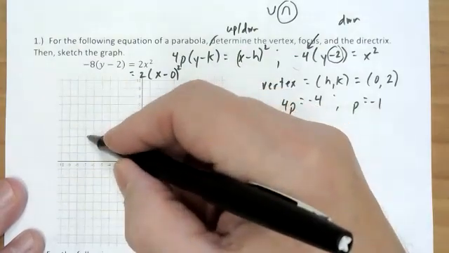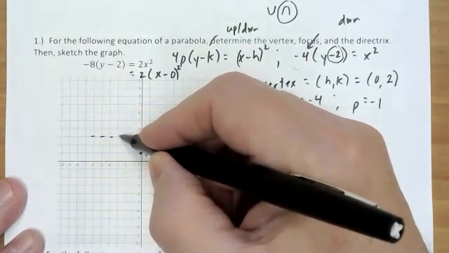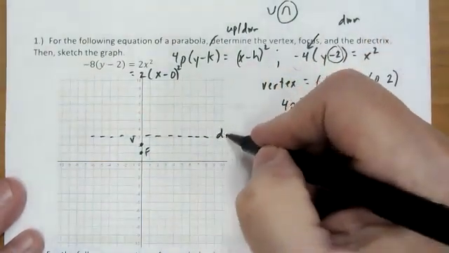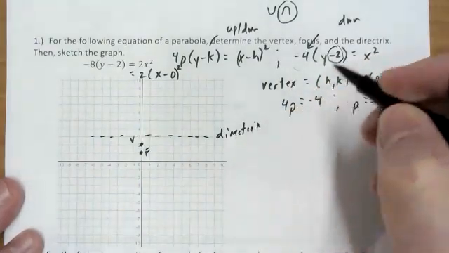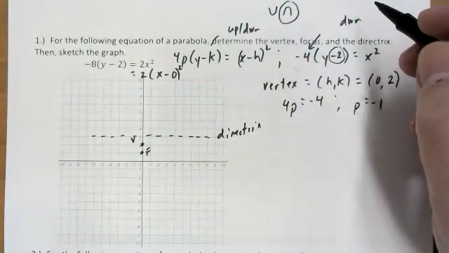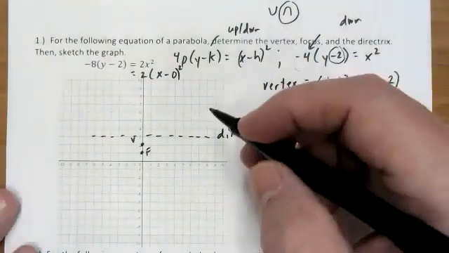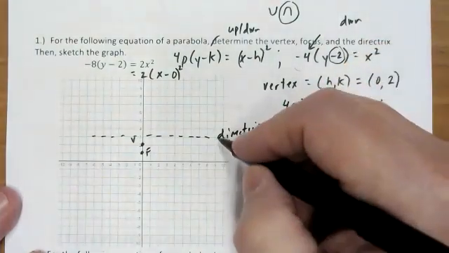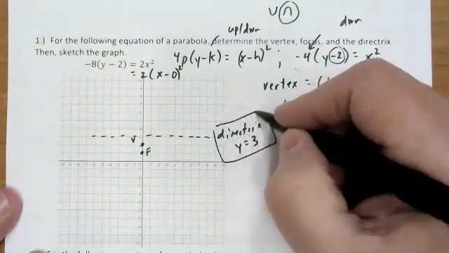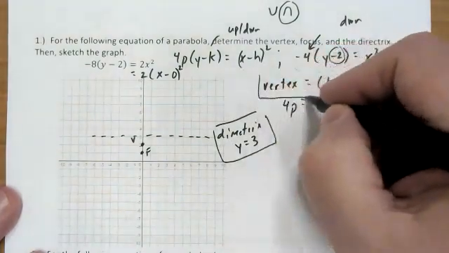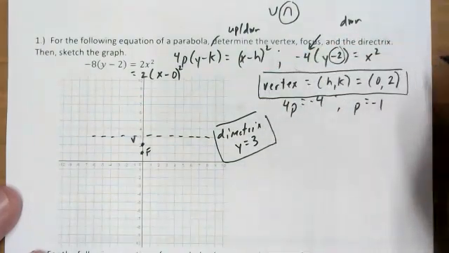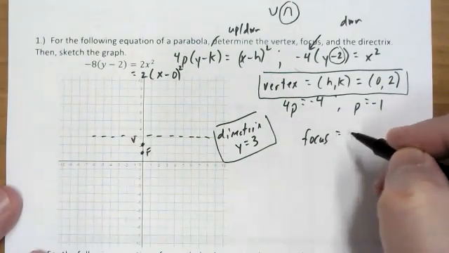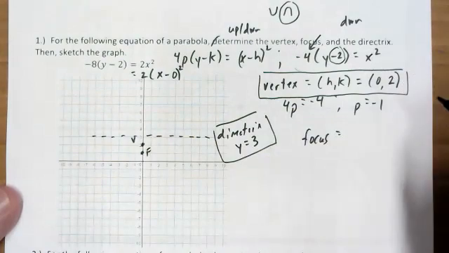I move up 1 to get the directrix, but the directrix is actually a line, and we like to make it a dashed line. So this dashed line is the directrix. Matter of fact, the equation of a horizontal line is just going to be the value of y. So the directrix is actually going to be y equals 3. And that's one of the questions we're asked. Here's the vertex. We're also asked the focus. Well, we have the focus now. The focus is going to be 0, 1.